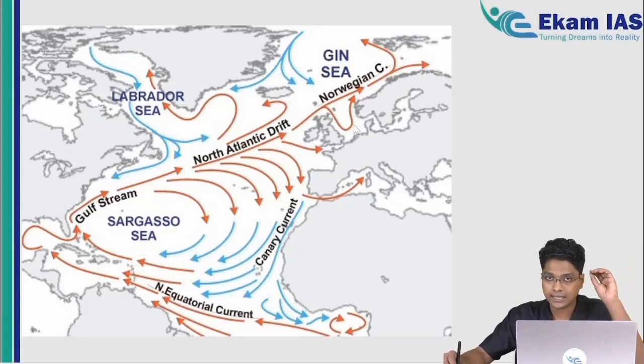So we have seen what the Atlantic Meridional Overturning Circulation is. We have seen what the ocean currents are. We have seen the ocean conveyor belt as well.